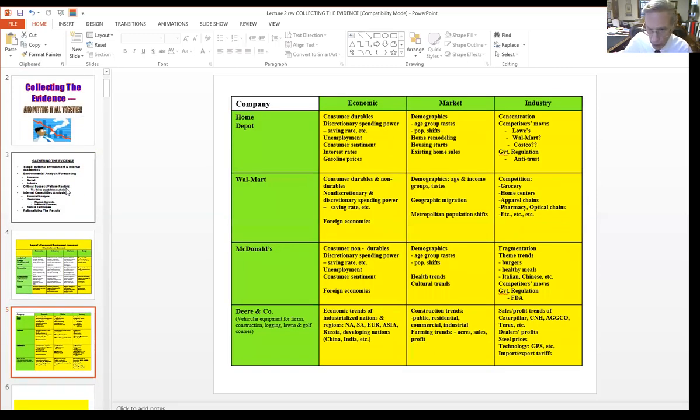This is an exhibit that was prepared by some of my students who at the time were studying Home Depot, Walmart, McDonald's, and Deere. These will simply give you some illustrations of the kind of variables that can be collected for specific companies when they're looking at economy, market, and industry variables. So these are just illustrations, nothing more than that.